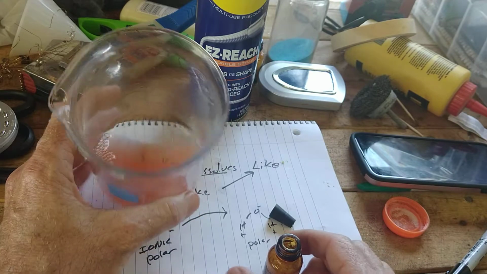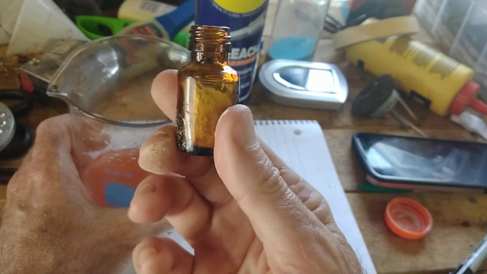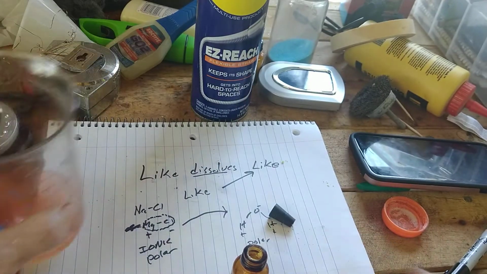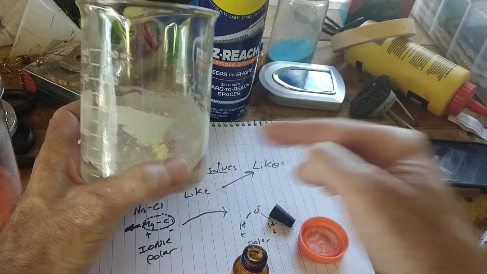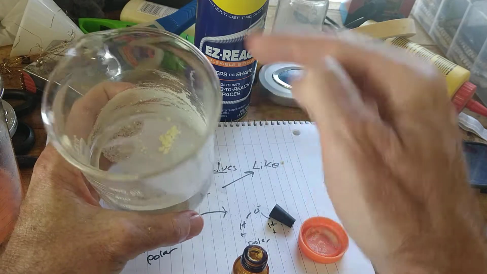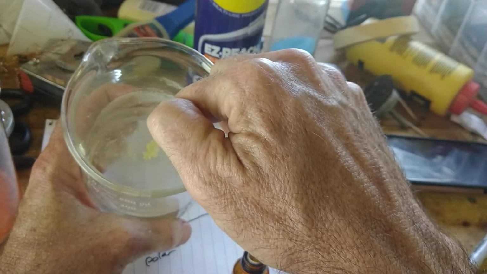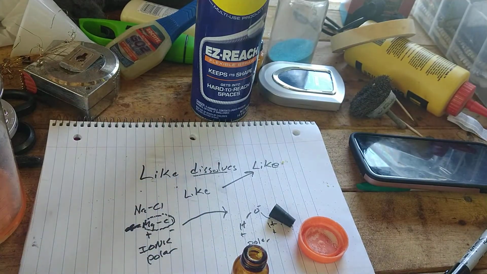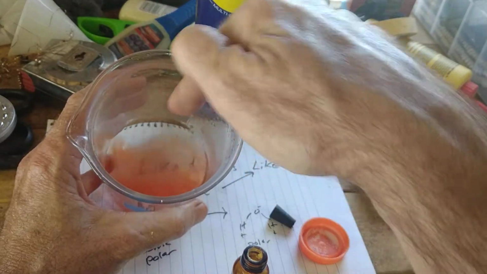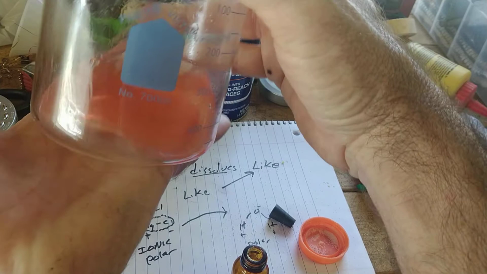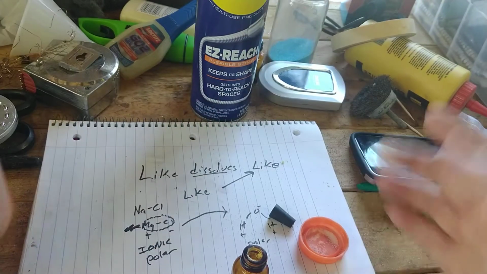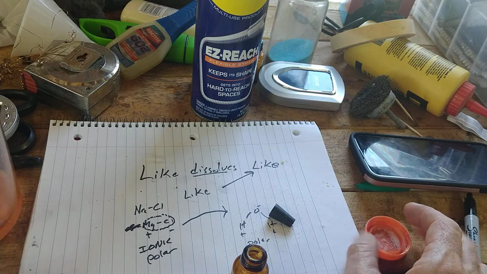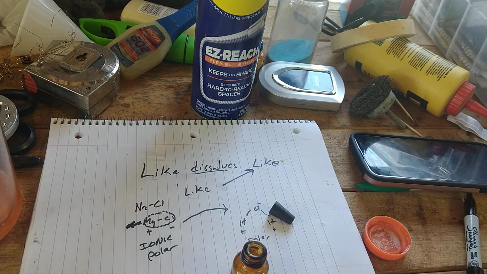So, ladies and gentlemen, like dissolves like, and my salt, which was polar, dissolved in the polar water. The nonpolar sulfur did not dissolve in the polar solvent. The polar salt is still sitting in the bottom of the race gas. You can still see it sitting there. So, yeah. Ladies and gentlemen, that is like dissolves like, and there's really nothing more to it.